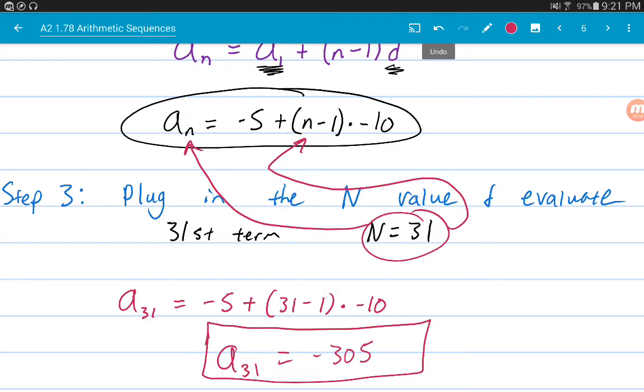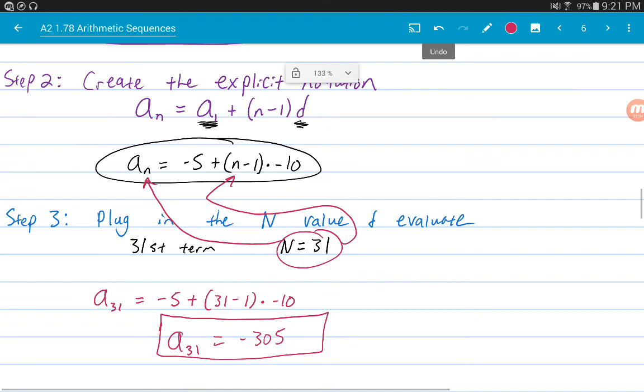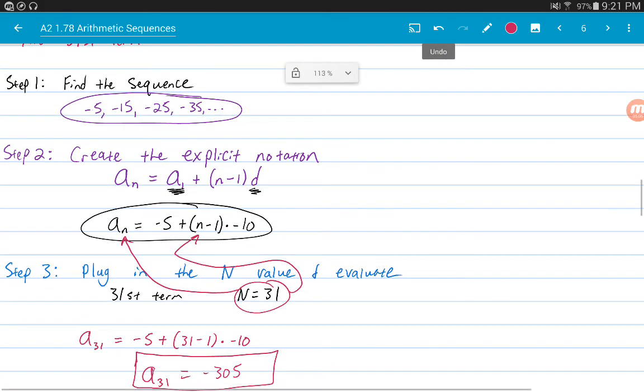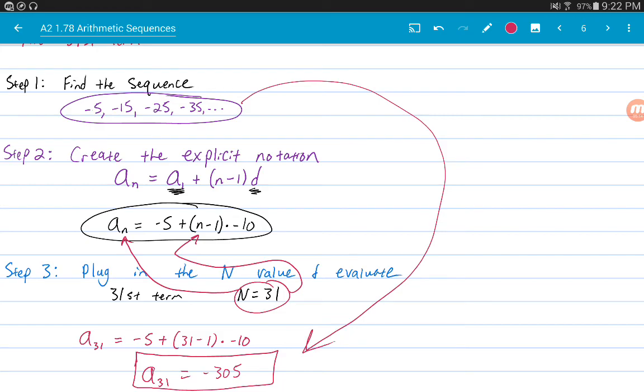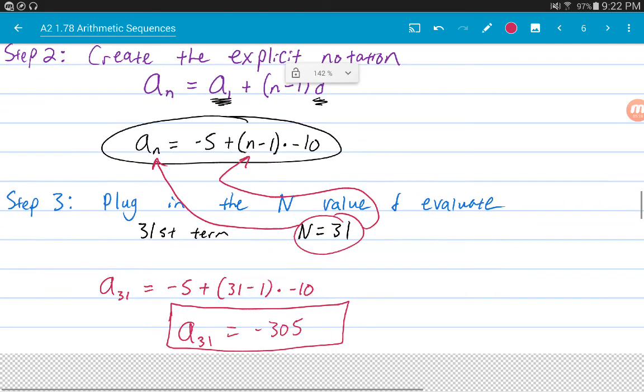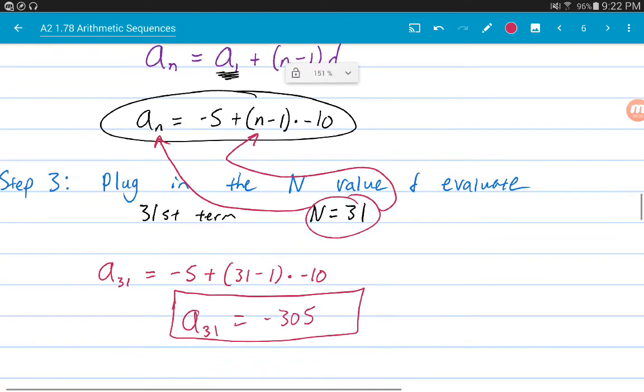And like all questions, at the end I should ask myself, does this answer make sense? If I continued this pattern here, negative 5, negative 15, negative 25, negative 35, and so on, does it make sense that the 31st term would be a large negative number? Yes, it does. So I'm content with that answer, and I boxed it. That's my final answer.